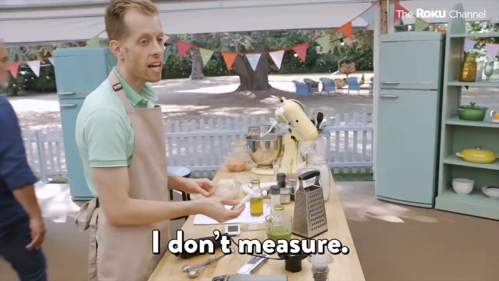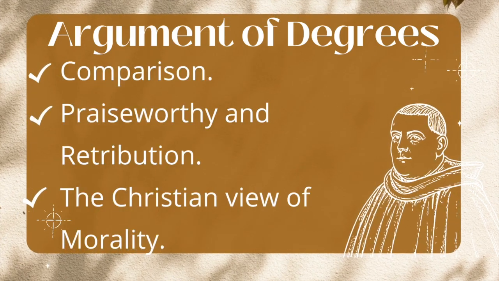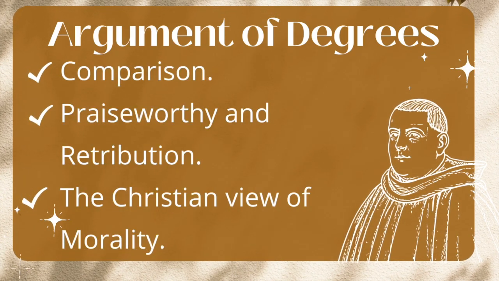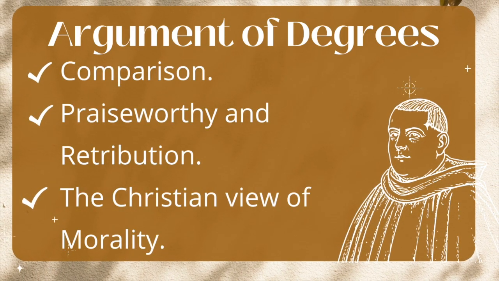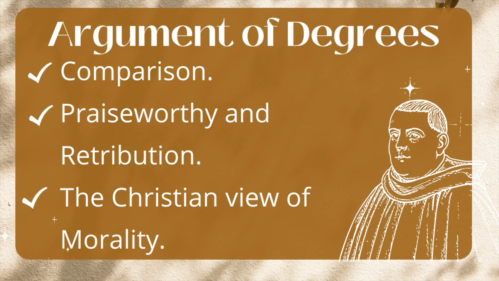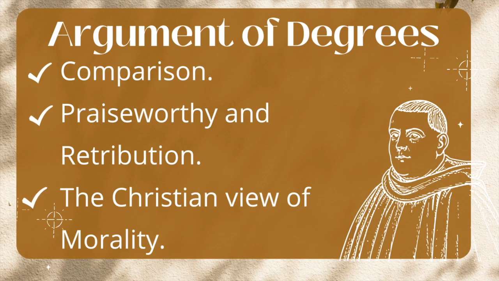Premise 1 notes that we're very good at measuring things. I don't measure, I just eyeball it. Be it time, distance, or weight. But Thomas Aquinas notes that human beings are actually quite good at measuring morality. Today we will examine the argument of degrees by looking at three areas: comparison between good and evil, noting that which is praiseworthy and that which is worthy of retribution, and finally, the Christian view of morality. Let's begin by comparing good with evil.